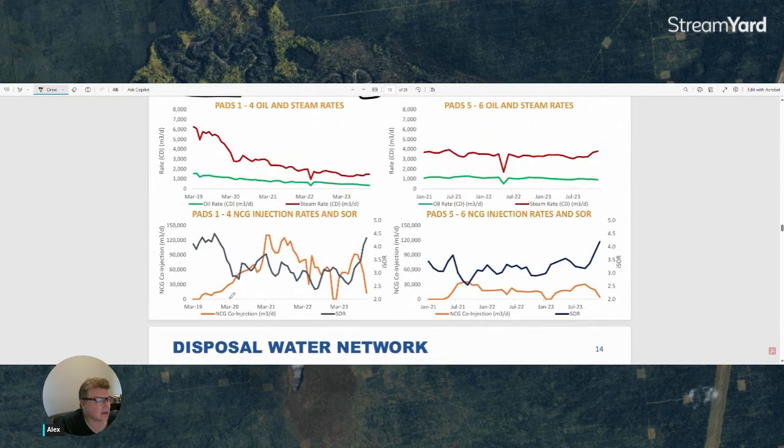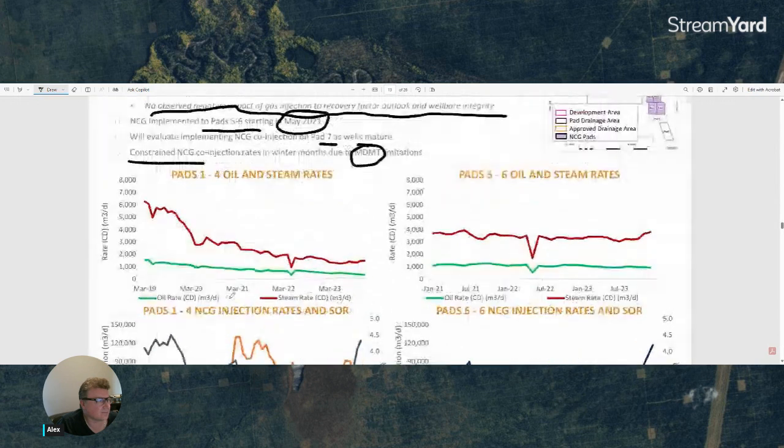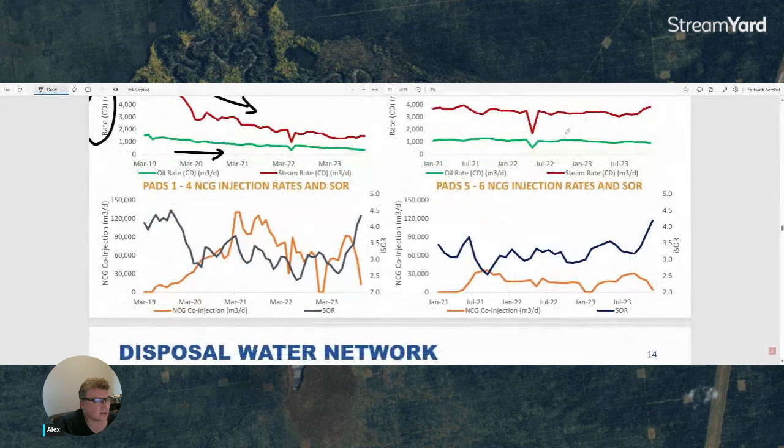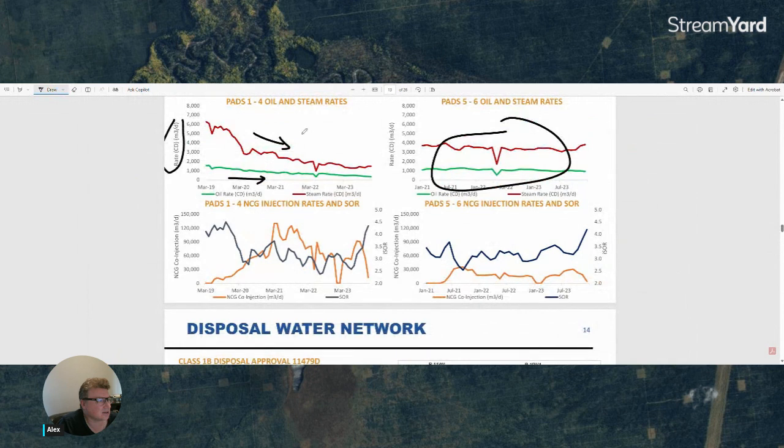So let's look at some representative pad performance. So now we have rate here. We have steam rate here and oil rate here. We have oil and steam rates here and right here. And NCG injection rate and SOR. So like this. And pad 5 and 6 NCG rate and SOR.